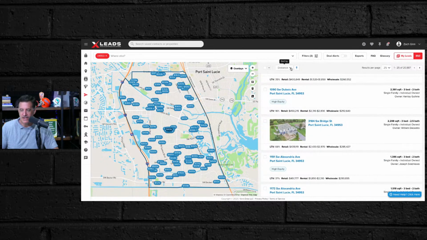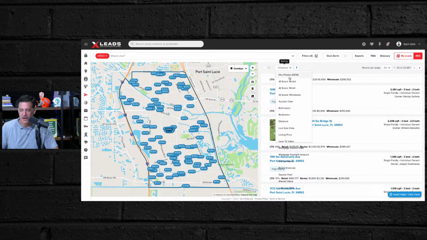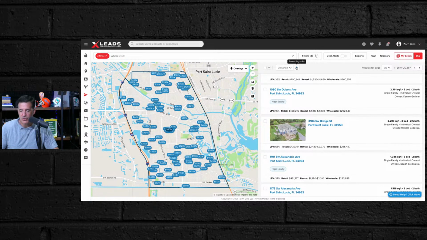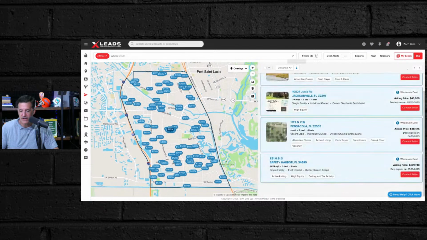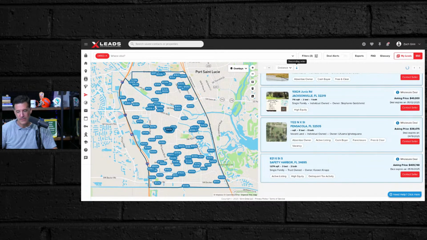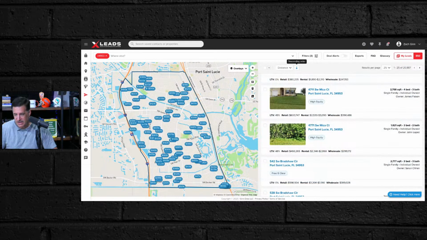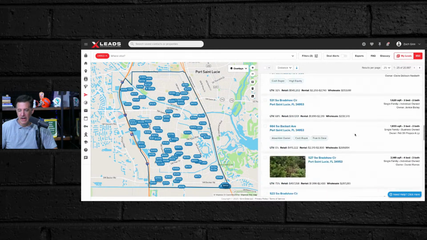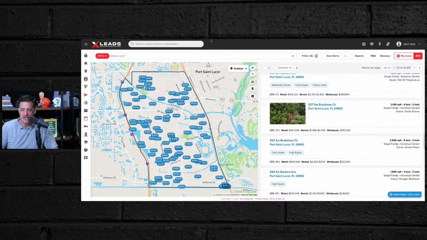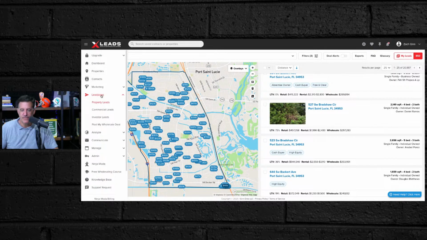Now you can sort them by photos, distance, auction date, whatever you want. There's a lot of information there. You can do them by ascending order, descending order, however you want to do it. Let's see, did I do that one? And that's pretty much everything you want to see on pulling a list.